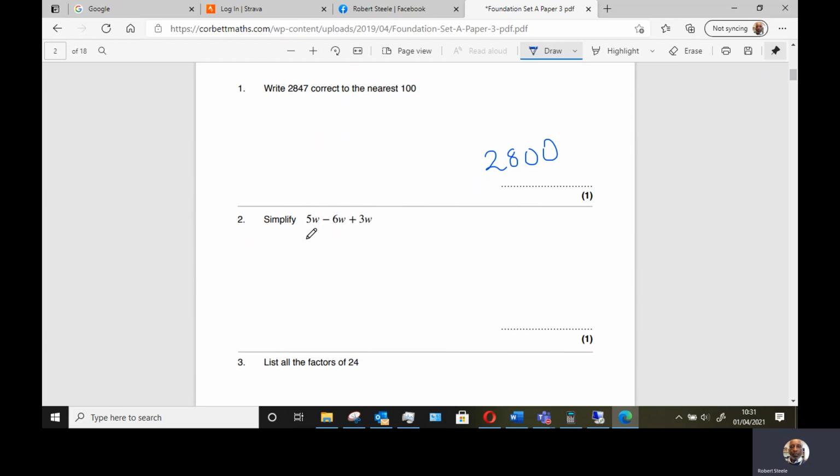When you get a question like question 2, you should be aware that the different parts can be moved around. As long as whatever plus or minus is to the left of a term stays there. So the plus stays with the 3W, the minus stays with the 6W. You could write it that way around if you find it easier, and then you've got this bit is 8W minus 6W leaves you with 2W.